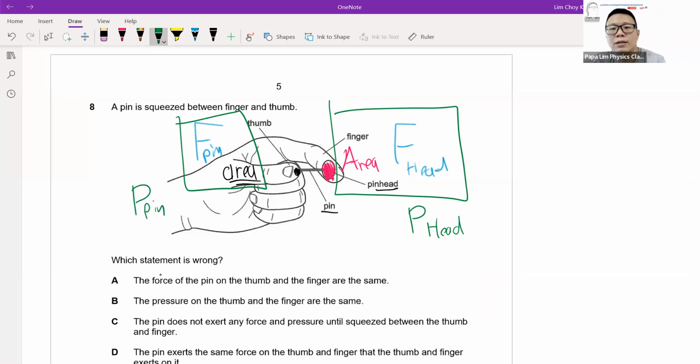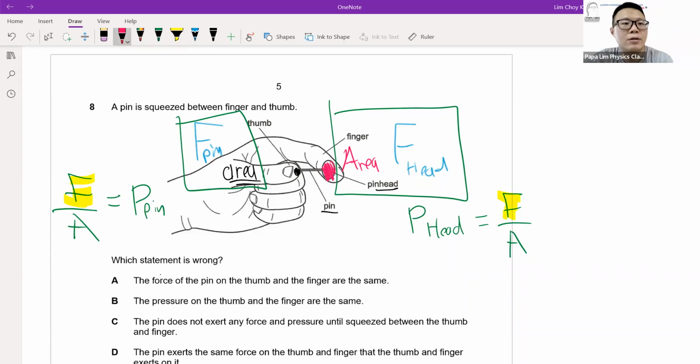Why do we say that? It's because pressure is controlled by two factors: force over area. If I apply the same force for both of them, the numerator is the same. But my denominator, the area at the pin, is smaller compared to the area at the pin head. So the ratio, which is what we call the pressure, would definitely be much larger at the pin than at the pin head.